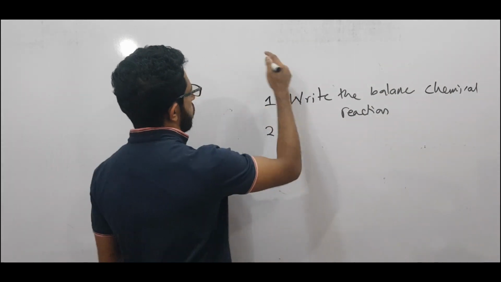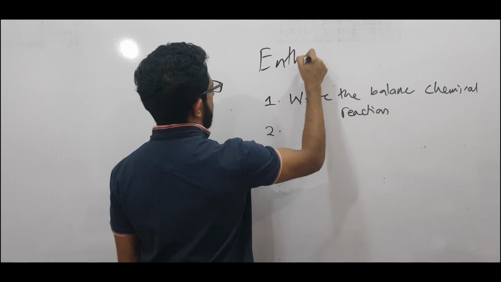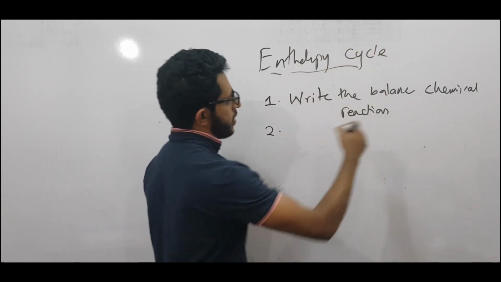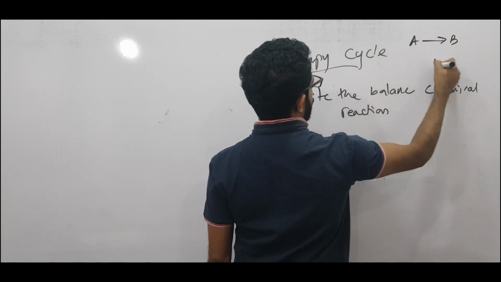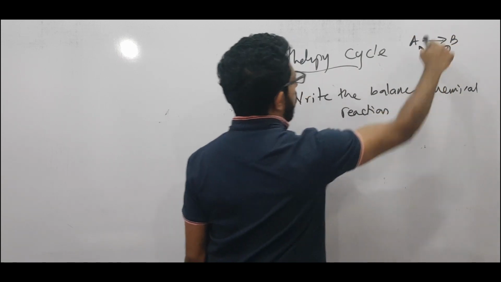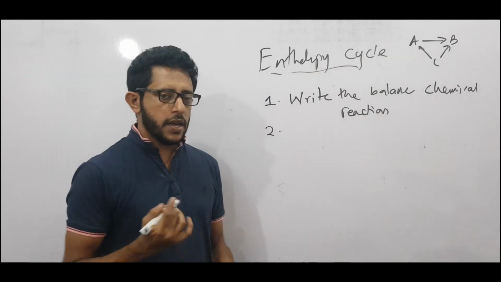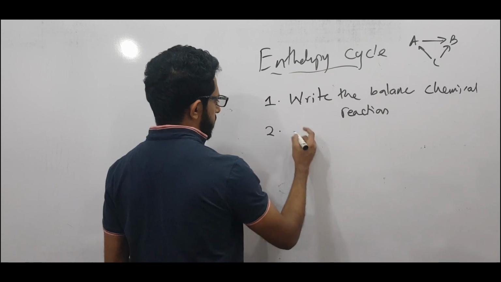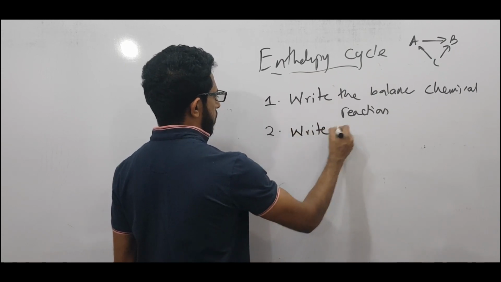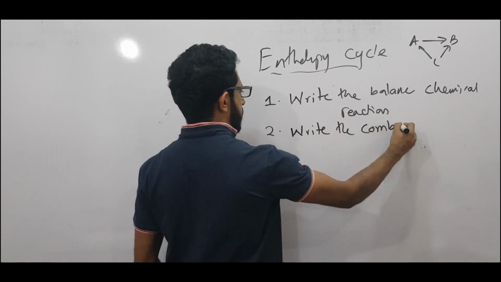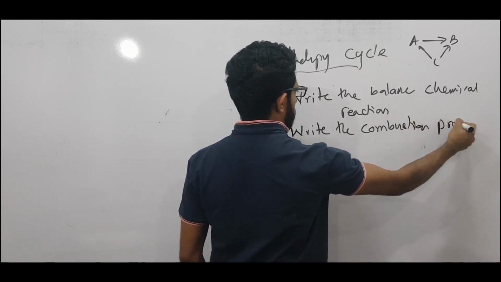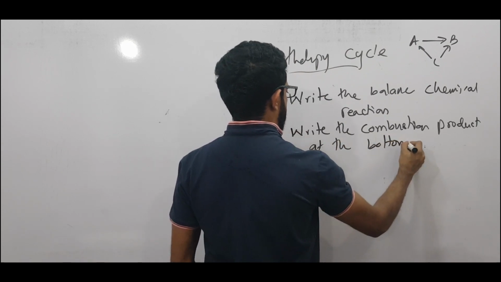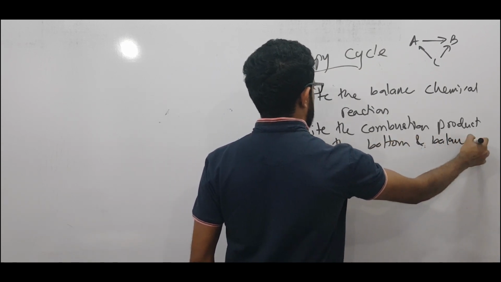So what we are going to do is construct the enthalpy cycle. We are going to discuss how to do such an enthalpy cycle if combustion enthalpy data is given. So first you will write the balanced chemical reaction. Second one is write the combustion product at the bottom, and balance it.